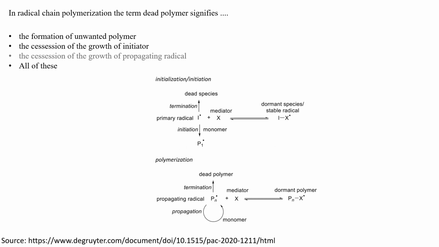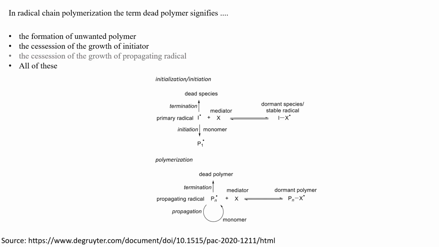The second one is: in radical chain polymerization, the term dead polymer signifies what? Same as the ionic chain polymerization, in radical chain polymerization, when is a dead polymer formed? What is a dead polymer?